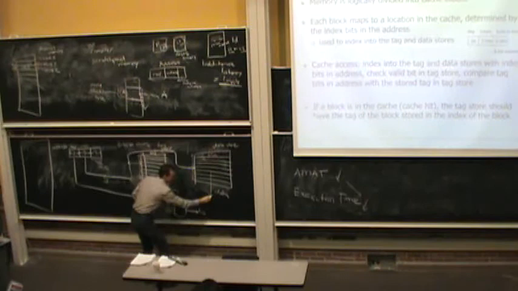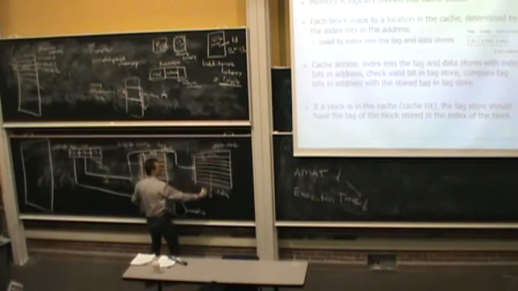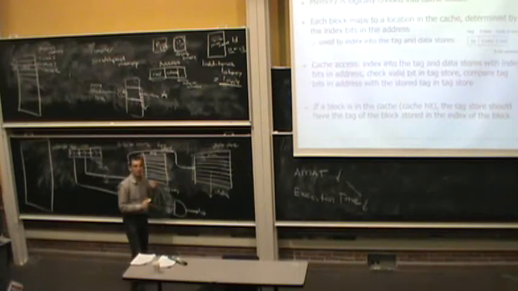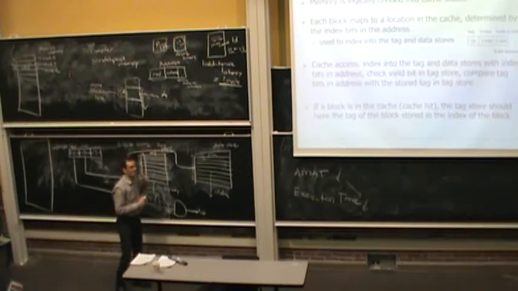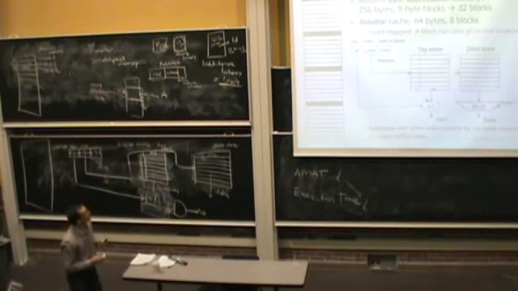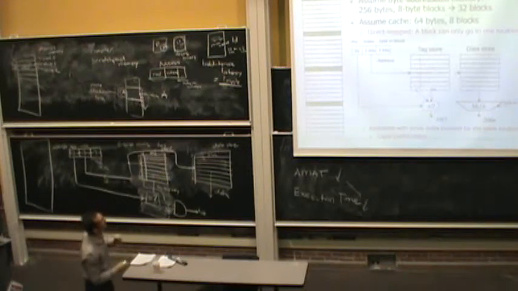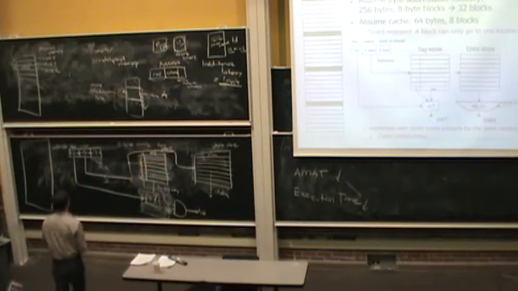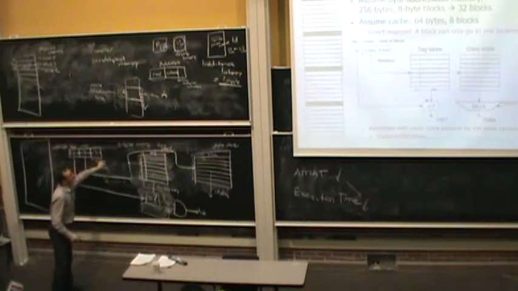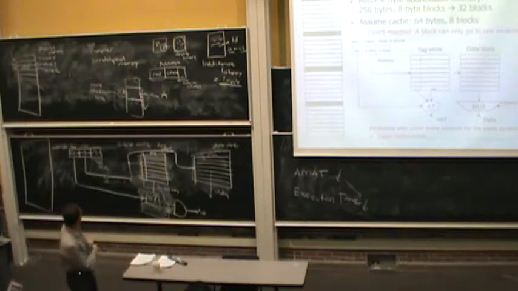Now, if you get a hit, then the data that you concurrently accessed with the tag store is the data that you want. Otherwise, it's not what you want. Okay, so let's take a look at this. So this is the memory that I've constructed, if you will. We have the same address. It's 8 bits. And we have 8-byte blocks.